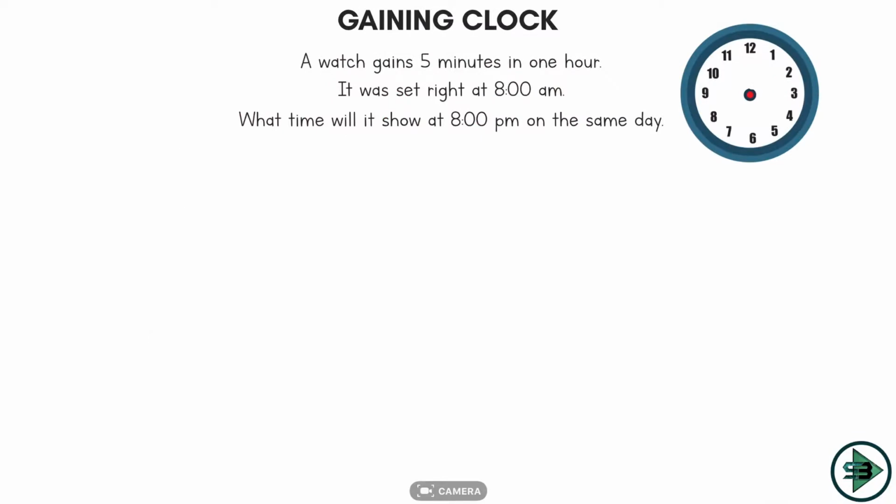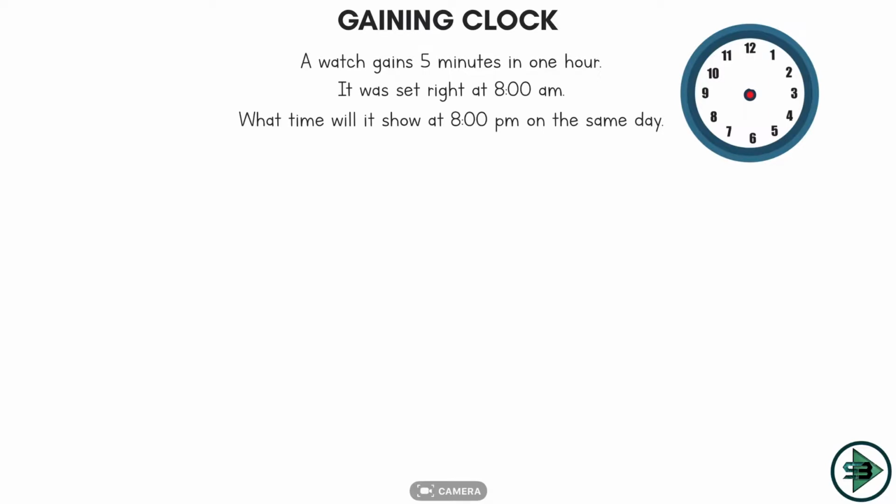Now we'll see error clocks. One is a gaining clock and another is a losing clock. What is the meaning of this? Let's understand. A watch gains 5 minutes in 1 hour. It was set right at 8 am. What time will it show at 8 pm on the same day?